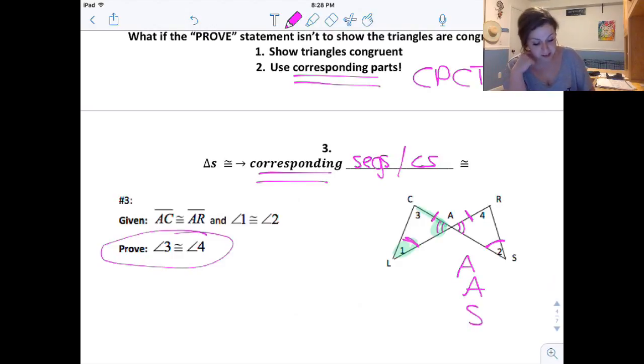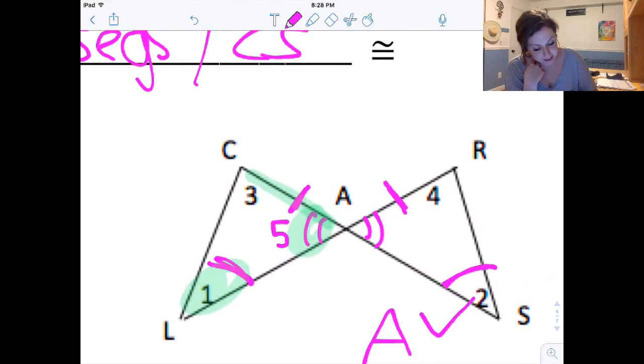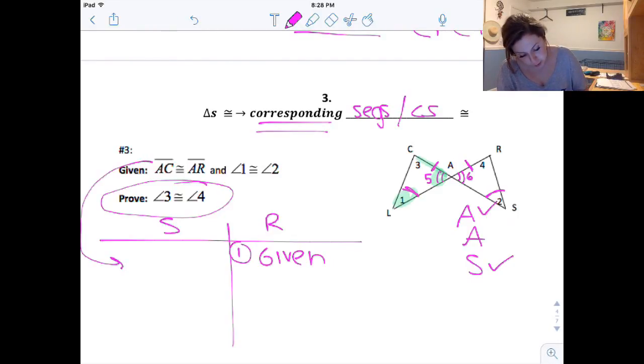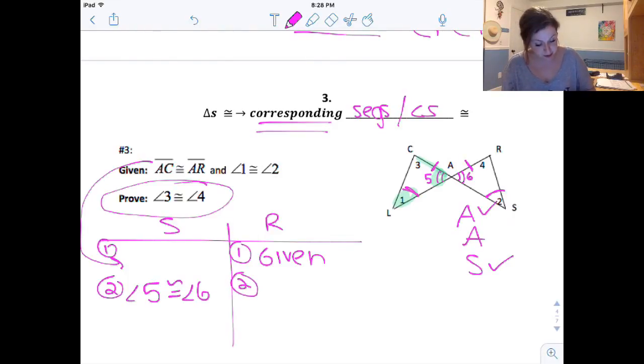Now let's look at our given. Side was given to me. Angle was given to me. So I need one more pair of angles. Okay, one more pair of angles. So I'm going to use the vertical angles that I used there. And you can title these however you want. I'm going to call them angle 5 and angle 6 because 3 and 4 is already taken. So statement, reason, number 1's your given. And notice that covers 2 of your congruent statements. So now I'm going to say, well, angle 5 must be congruent to angle 6 because vertical angles are congruent angles. That is my third congruent statement. I've got 1, 2, 3.